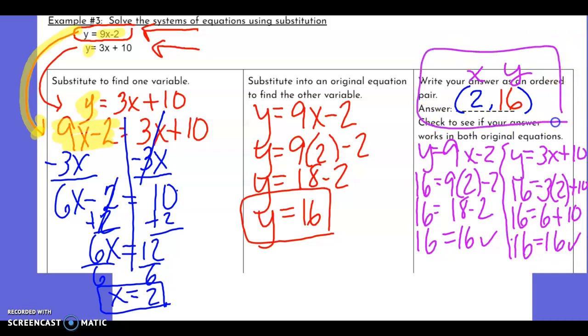So we know for sure that this ordered pair 2, 16 is the correct point where these two lines are intersecting. So this is our first set of notes on how to solve a system of equations by using the substitution method.